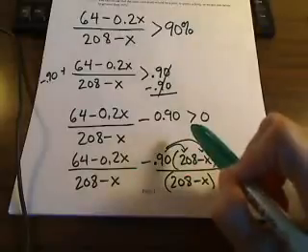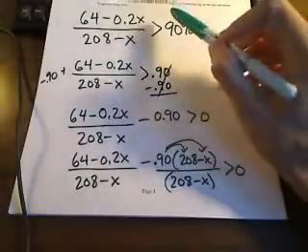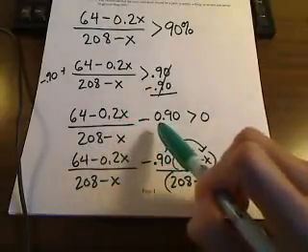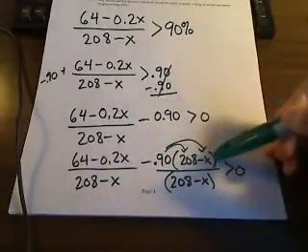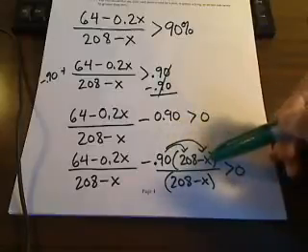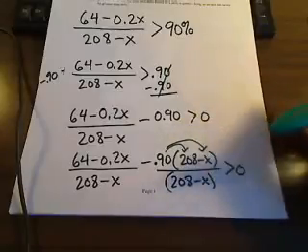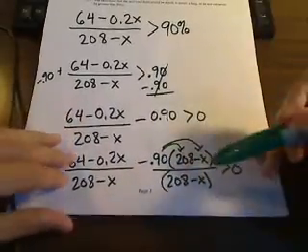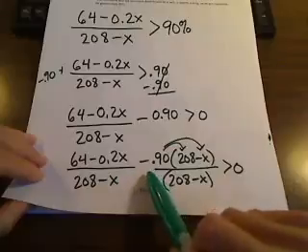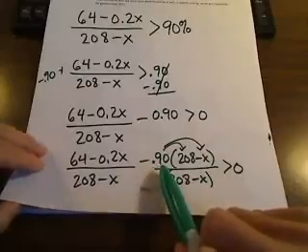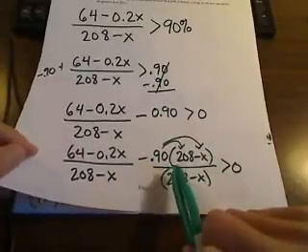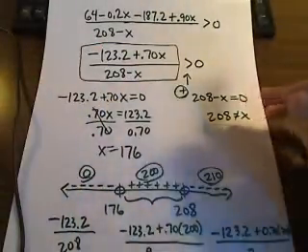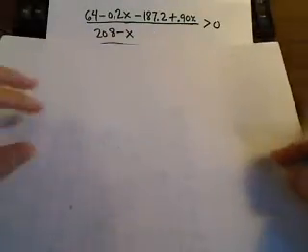And there's actually 2 parts to this problem, but I'll talk about that in a little bit. So here we are, and then we need to get a common denominator here. So what I did was I went ahead and multiplied the 0.90 times 208 minus x over 208 minus x. Okay. And at that point we have a common denominator, so we're going to bring these numerators together and go ahead and distribute the negative 0.90. Okay, so when we do that, this is what we're looking at.